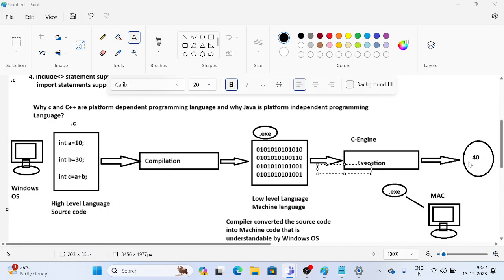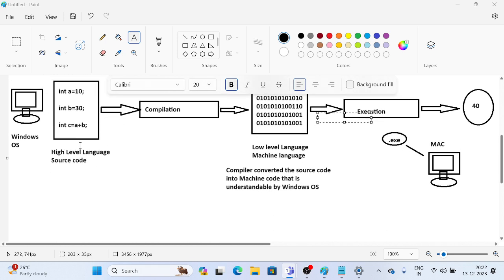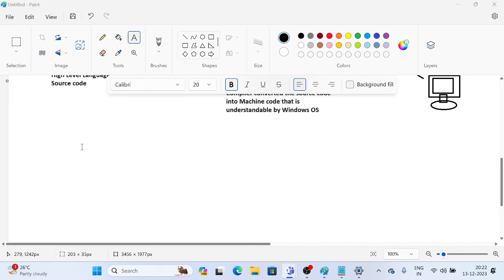This is why C and C++ are platform dependent programming languages, because when you write code, you can perform the compilation and execution on the same platform. So how can I represent this? If you want to talk about some theory, we can clearly say that. Let's write some theory for C and C++.